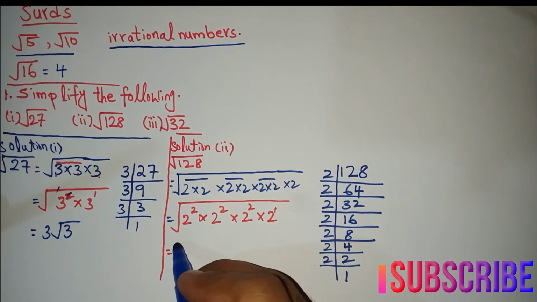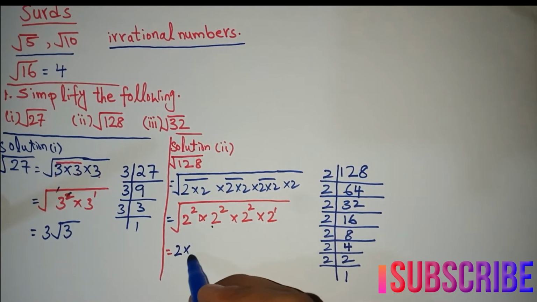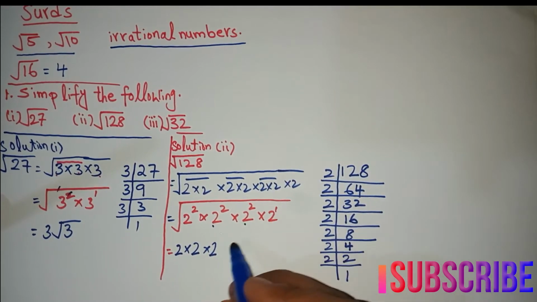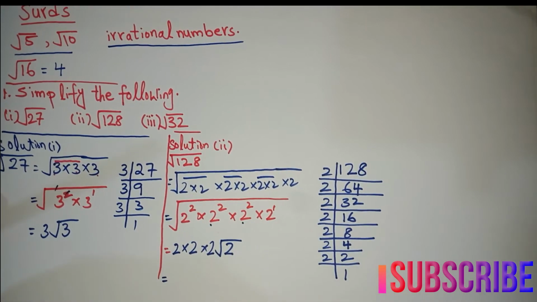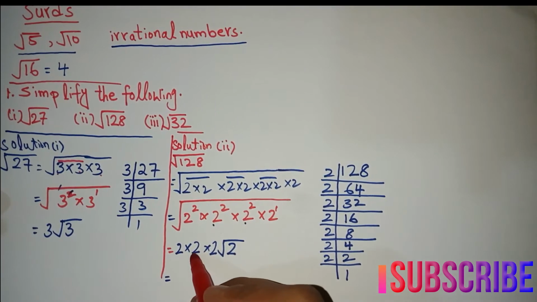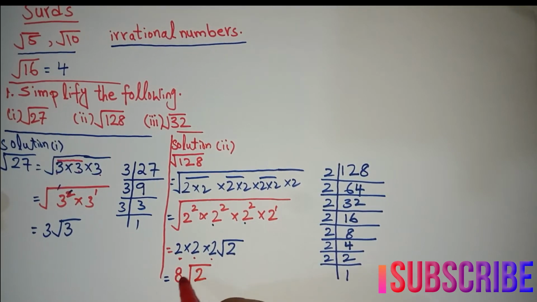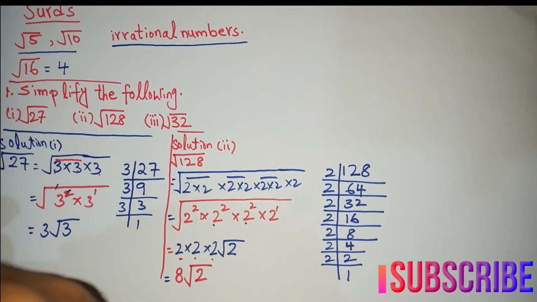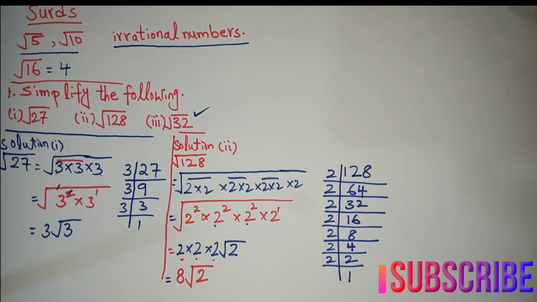So all those numbers which have power 2 will come out of the square root. So 2 times 2 times 2, and this one does not have power 2, so it will stay inside the square root. So your answer is going to be 2 times 2 is 4, 4 times 2 is 8. So the solution of square root 128 is 8 square root 2. For the solution of square root 32, you will solve it yourself and tell me the answer in the comments.